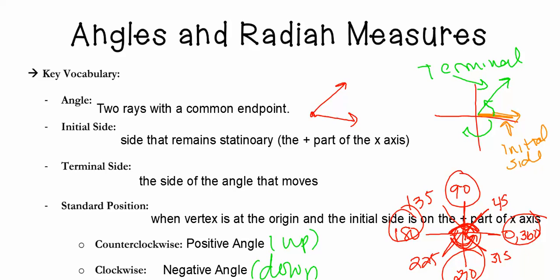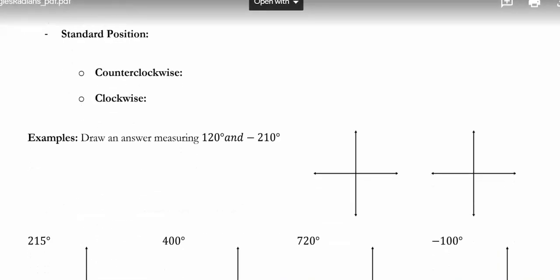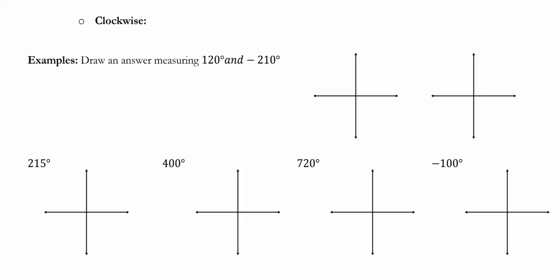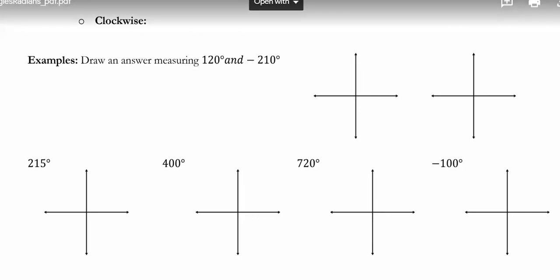So let's go ahead and let's start looking. It says draw an angle measuring 120 degrees and negative 210 degrees. So I know 180 degrees is here, and I know 0 degrees is here, and I know 90 degrees is up there. So if I wanted to get to 120 degrees, my initial side stays here, so one of my rays stays there, and to get to 120, I've got to go to 90 and then past it. That's going to be 120 degrees. That's what my angle would look like.